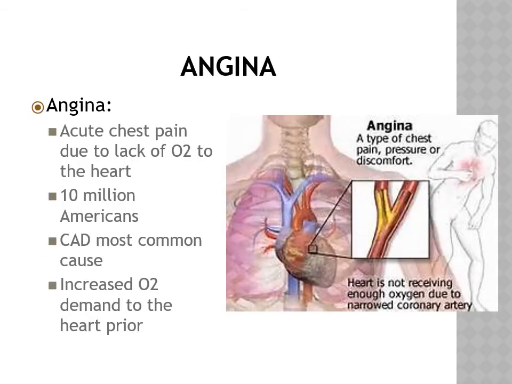Now moving into angina or chest pain. This is an acute form of chest pain, and this is due to a lack of oxygen to the muscle or to the heart itself. The lack of oxygen is what essentially leads to that pain, pressure, or discomfort. Coronary artery disease is the most common form of angina, and it affects 10 million Americans. So pretty significant, and it's multifactorial in terms of causes.